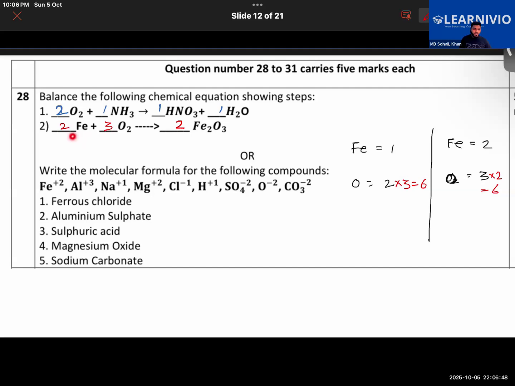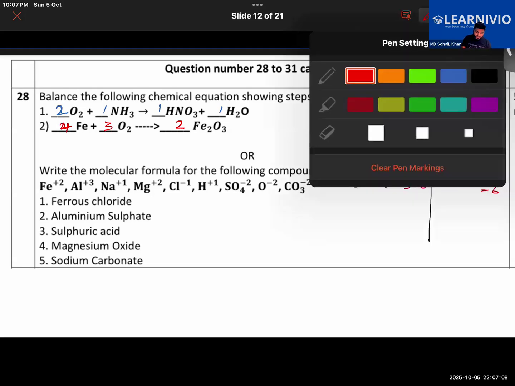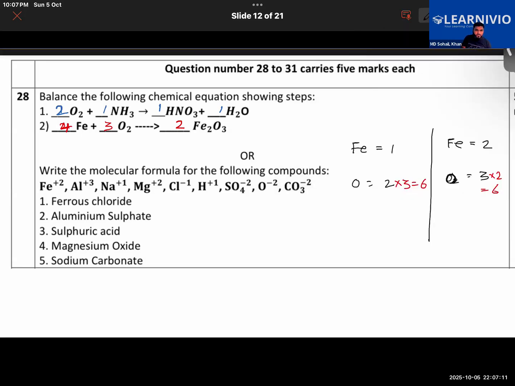Here there are two Fe. But once you put 2 here, this coefficient will be multiplied with the subscript, so there are 4 Fe here. So how about we simply put 4 here? Will that not solve the problem? Yes, you put 4 there. Already 2 into 2 is 4 here. Look here. How many iron atoms are there? 4 here. How many iron atoms are here? 2 into 2, 4.